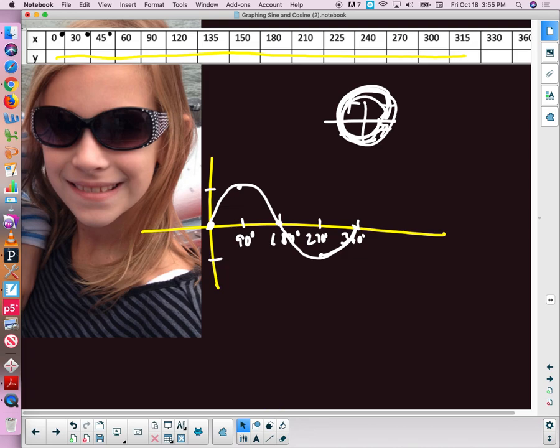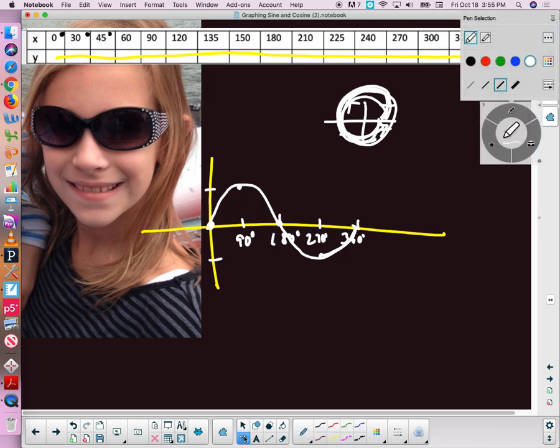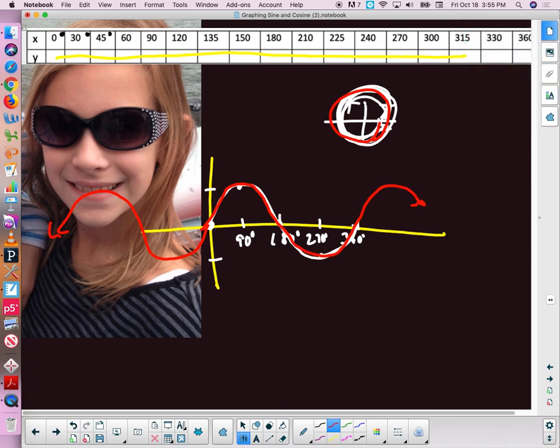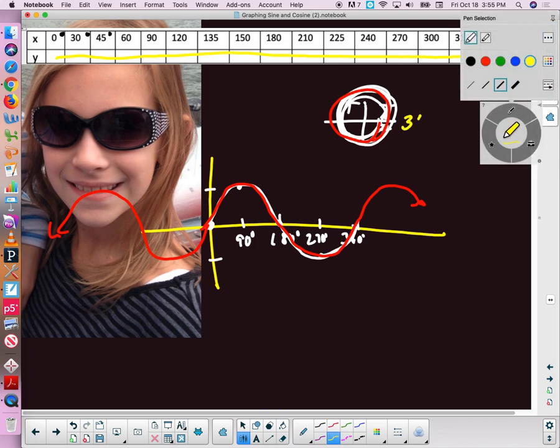So if I go backwards, it goes like this, and forward, it goes like this, on and on forever and ever. The period of time it takes to complete a rotation is 360 degrees. That makes sense as you're unwrapping the circle and unwrapping the circle. So let me show you this animation of what we're doing.